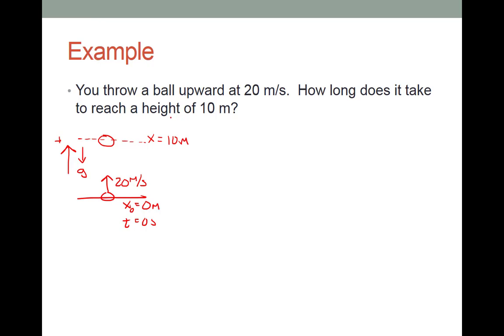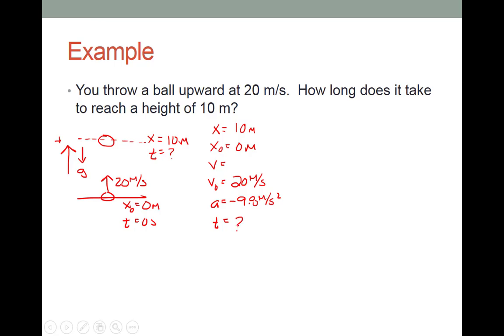I don't know if I'm at the top, so I can't say anything about what the velocity is here. And what I want to know is how long does it take to get up there? With my drawing complete, I can now write my grocery list. So x equals 10 meters. X naught, I chose to be 0 meters. V, I don't know anything about. V naught is upward, so positive 20 meters per second. A is downward, so negative 9.8 meters per second squared, again, in the coordinate system that I have defined. How long does it take is a question of time.